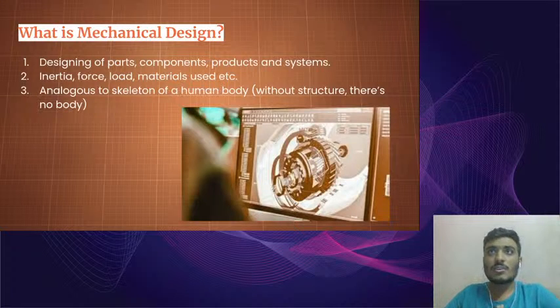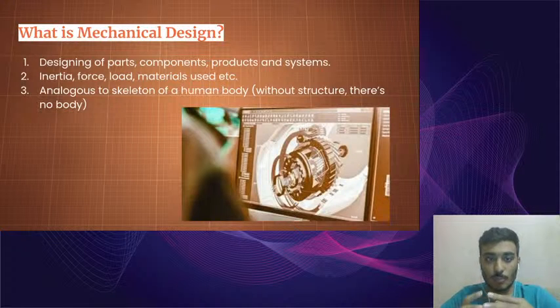You can think of mechanical design as analogous to the skeleton of a human body. As the skeleton gives a specific definite shape to a human body, that's how mechanical design gives a proper shape to any robot or a machine for that matter.